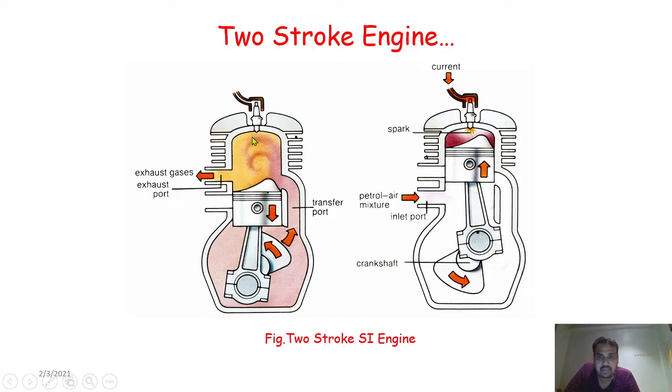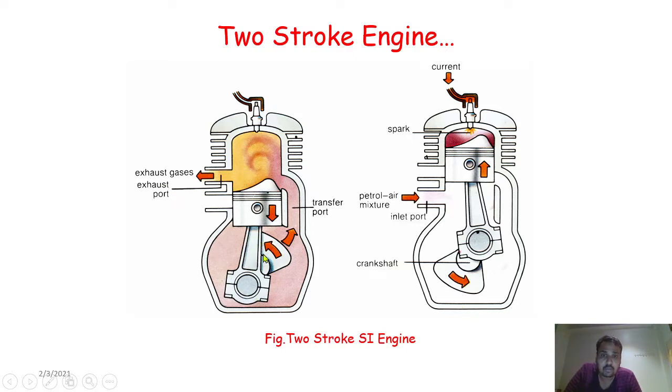That means we can say the power or expansion stroke and the exhaust stroke will happen simultaneously within the next 180-degree rotation of the crankshaft and the next stroke of the piston. Suction and compression are done in one stroke, and expansion and exhaust are done in the second stroke. That's why it is called a two-stroke engine, and this cycle of operation happens in a single revolution, that is, 360-degree rotation of the crankshaft.